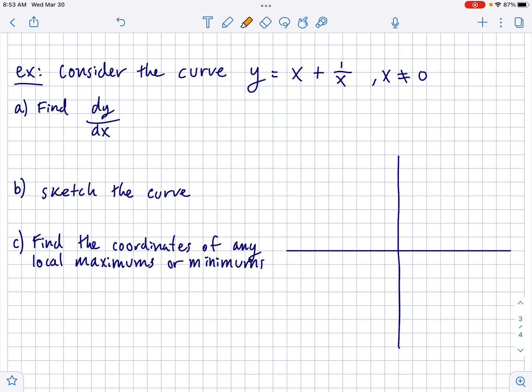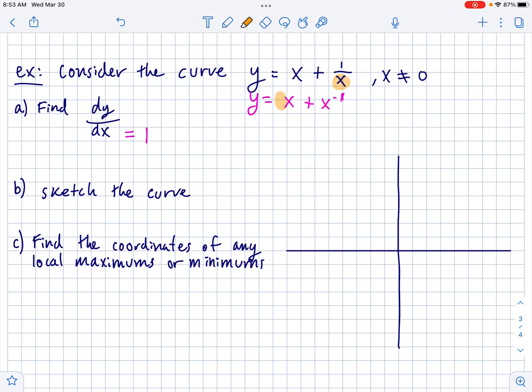Last problem. Consider this curve where x is not equal to 0. That's just so you're not dividing by 0 in the denominator. Find dy/dx. To be able to find dy/dx, we first have to do a little rewrite of the original problem where you have to take this guy and kick it back upstairs and make it a negative exponent.